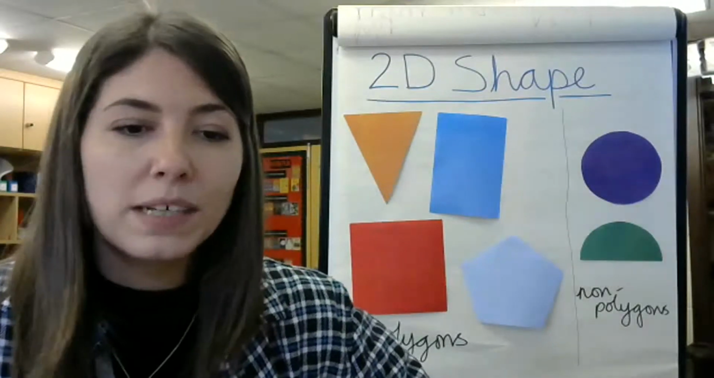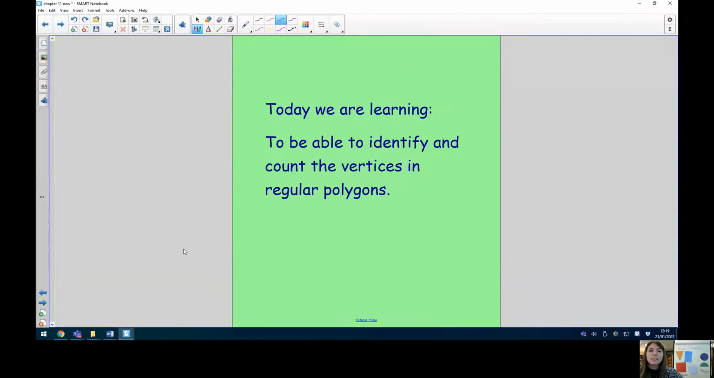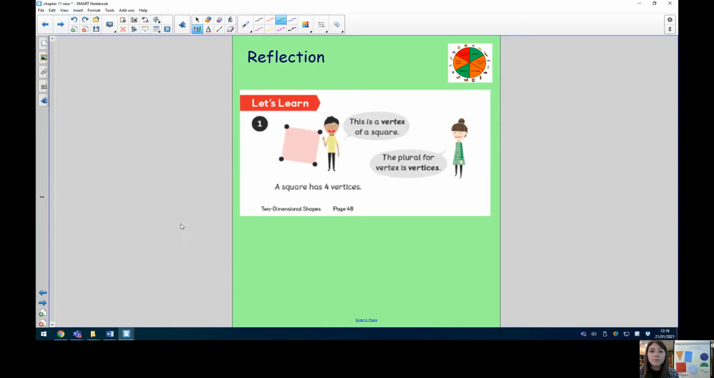I'm going to go back to showing you my screen so I can share with you what our learning objective is. Today, we are learning to be able to identify, remember that means to find or see, and then count the vertices in regular polygons. Now, we've learnt two words today. Vertices. Remember, vertices means the corners of the shape. Polygons, we've just said, is any shape that has only straight sides.